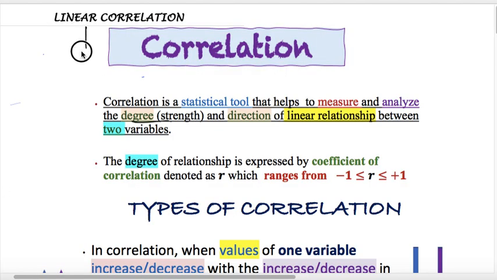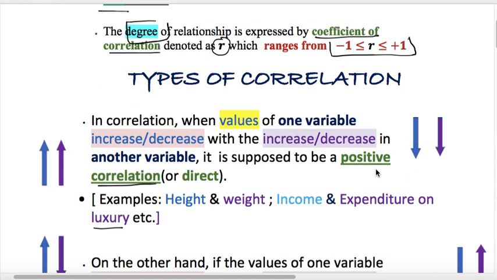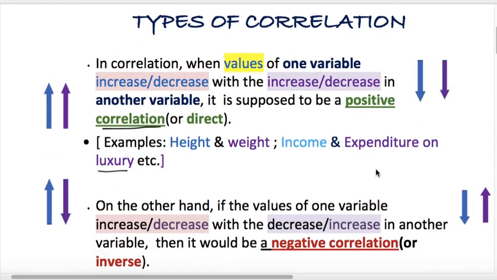So correlation is usually about the linear correlation, and it is a statistical tool for measuring degree and direction of linear relationship between the two variables. And when we say degree, it is always expressed by coefficient of correlation denoted by R, and it ranges between -1 to 1. And when we find the correlation, there are three situations we can come across.